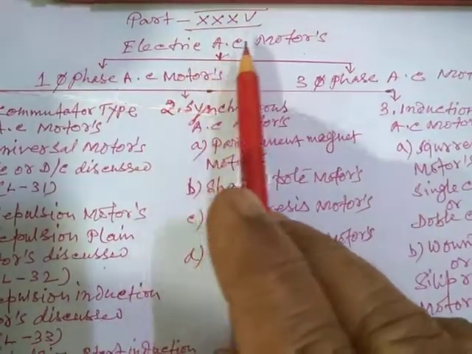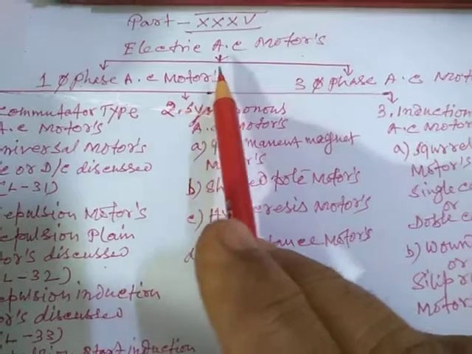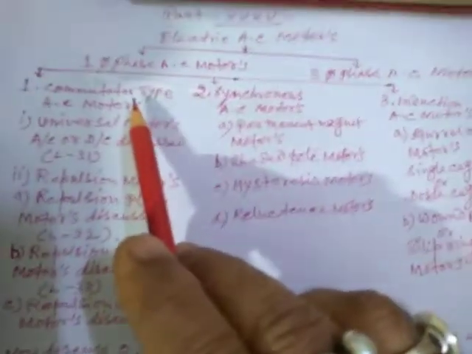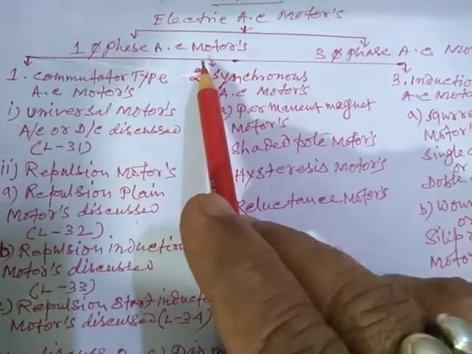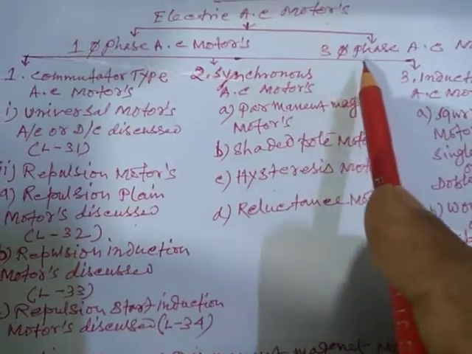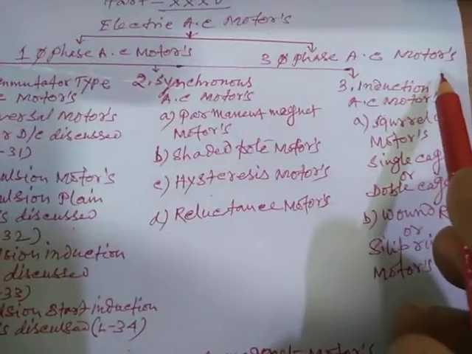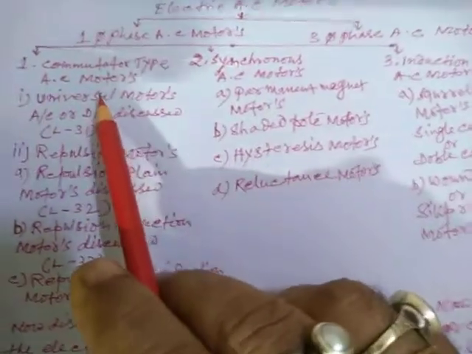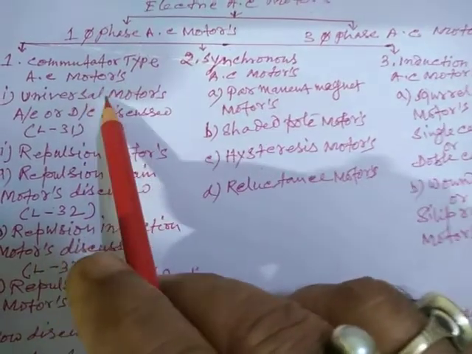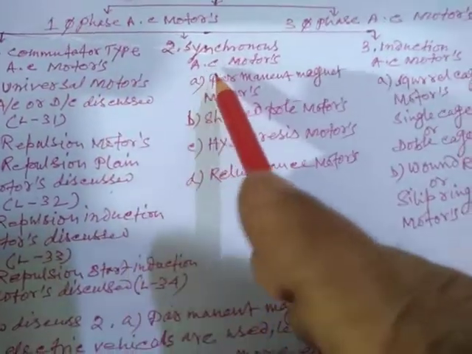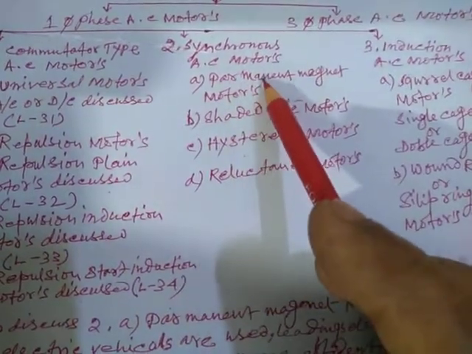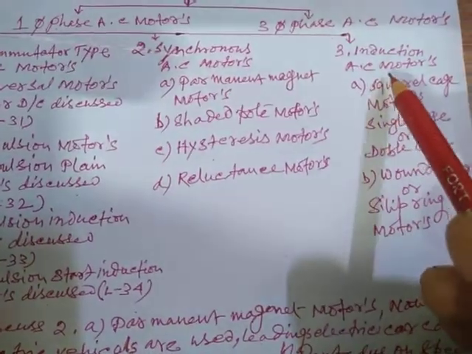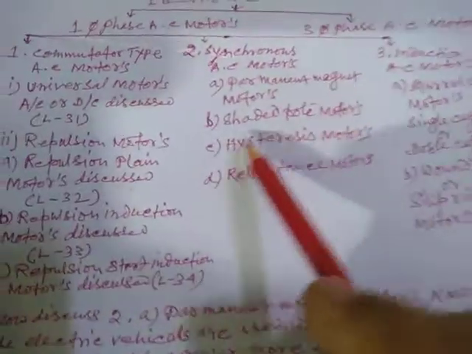Part 35. Electric AC motors. Single phase AC motors and three-phase AC motors. Number 1, commutator type AC motors. Number 2, synchronous type AC motors. And number 3, induction type AC motors.